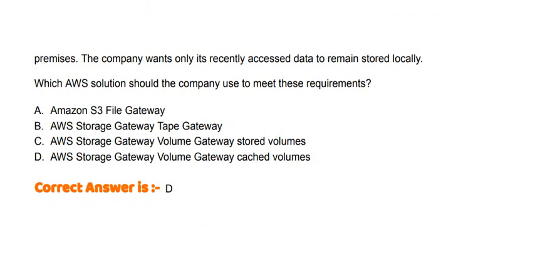Option A: Amazon S3 File Gateway. Option B: AWS Storage Gateway Tape Gateway. Option C: AWS Storage Gateway Volume Gateway Stored Volumes. And option D: AWS Storage Gateway Volume Gateway Cached Volumes. And the correct answer is option D.